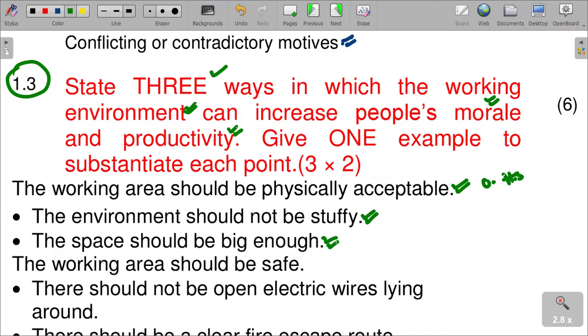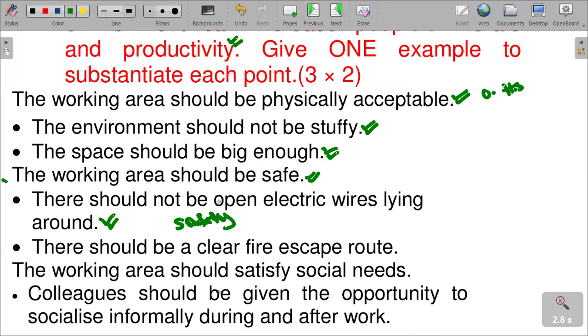So the working area should be safe. It must be safe. There should not be open electric wires lying around. We are talking about health and safety again. This is safety in the workplace. It must be one key priority. If there are wires lying there, it keeps people insecure, introspective, and very afraid of many other things that might arise with regard to their welfare.